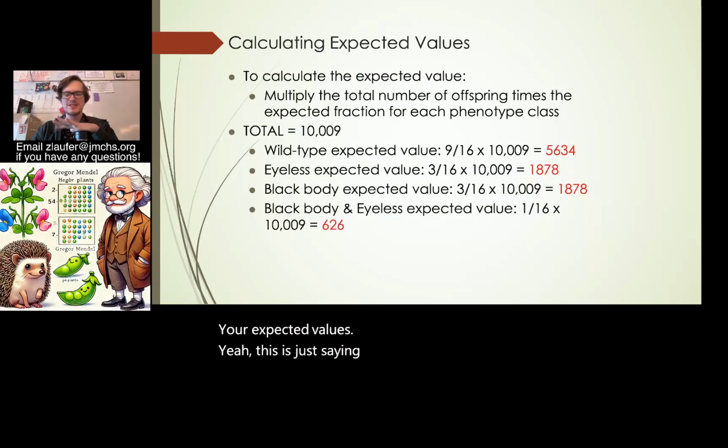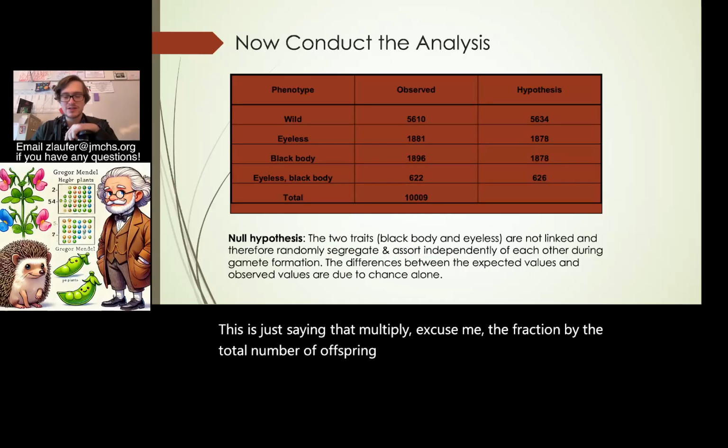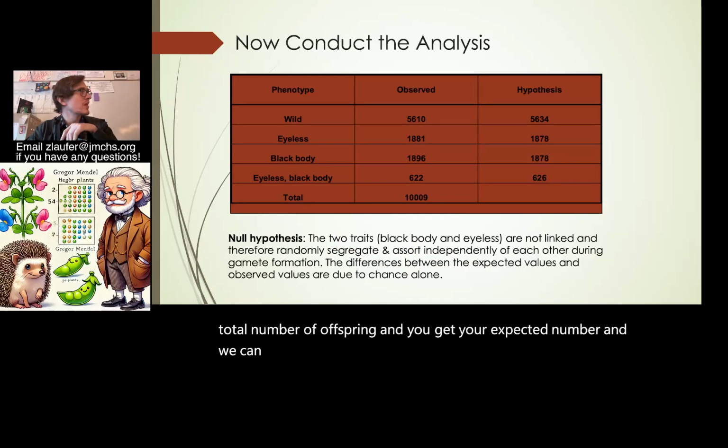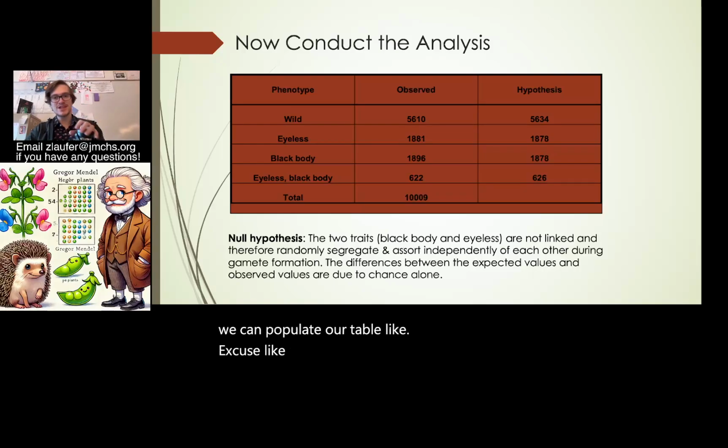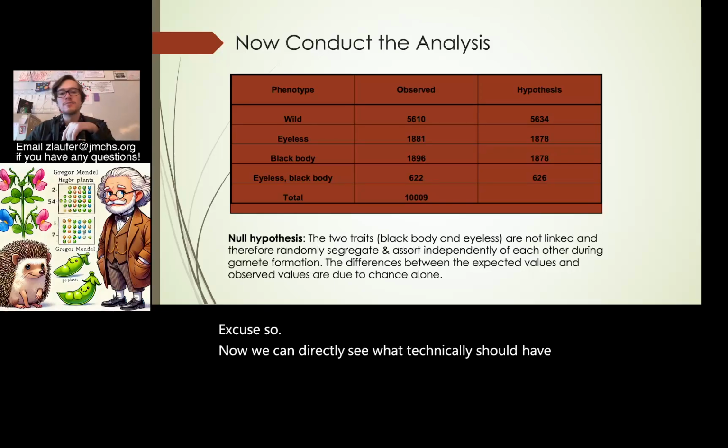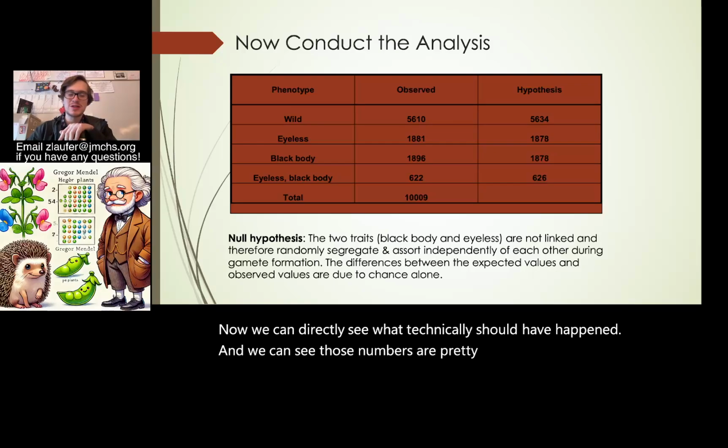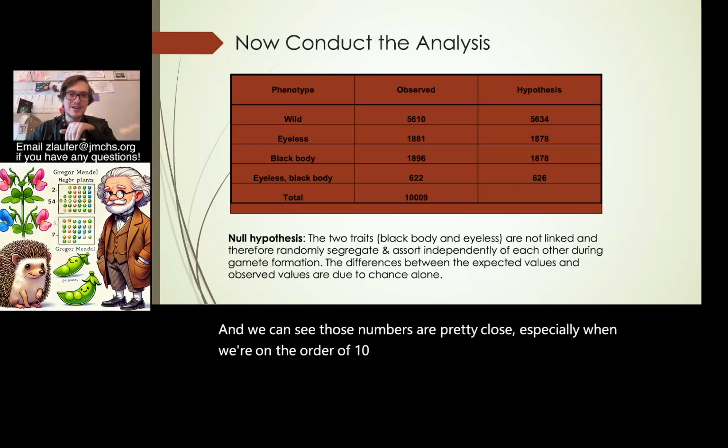Multiply the fraction by the total number of offspring, and you get your expected number, and we can populate our table like so. So now we can directly see what technically should have happened. And we can see those numbers are pretty close, especially when we're on the order of 10,000 flies.